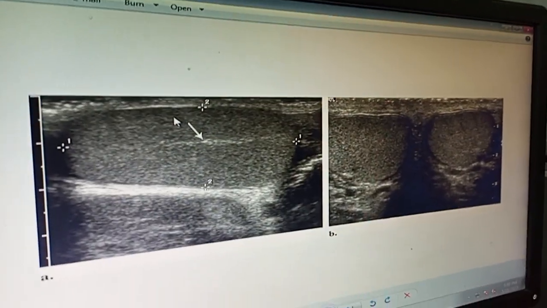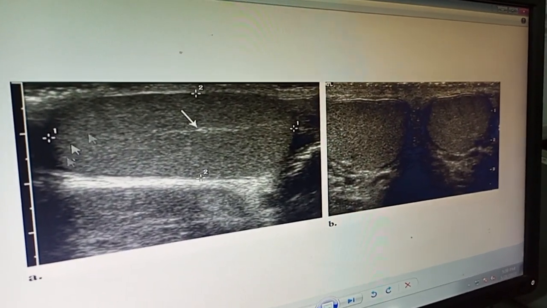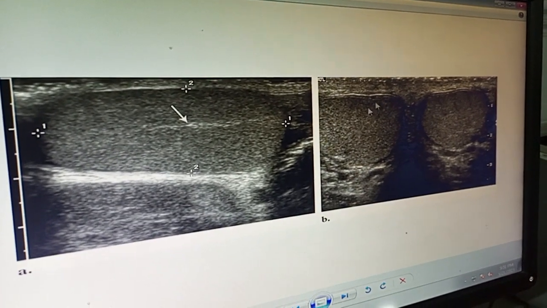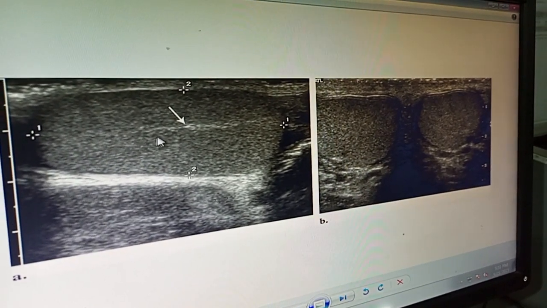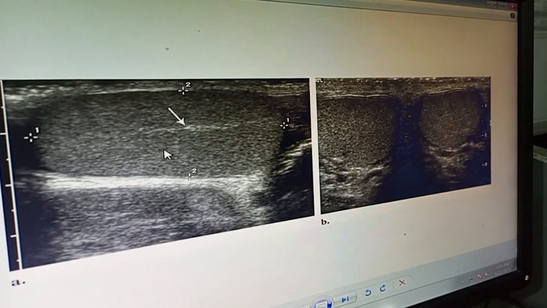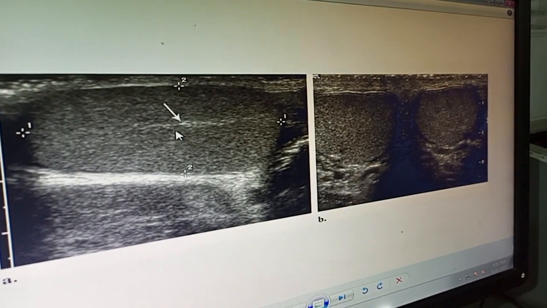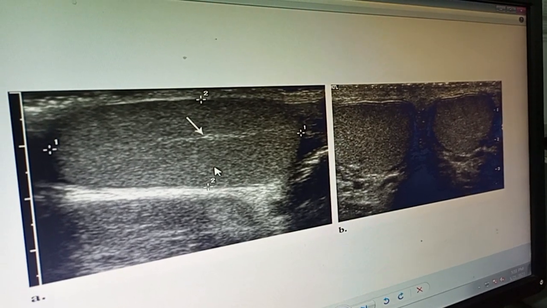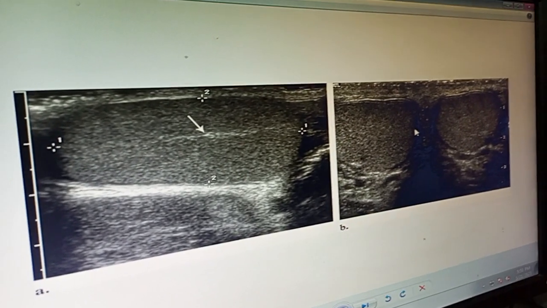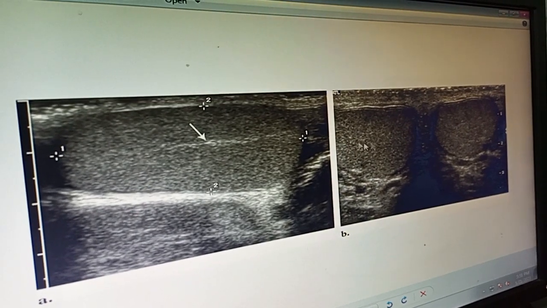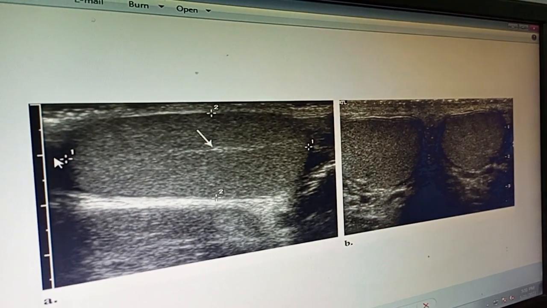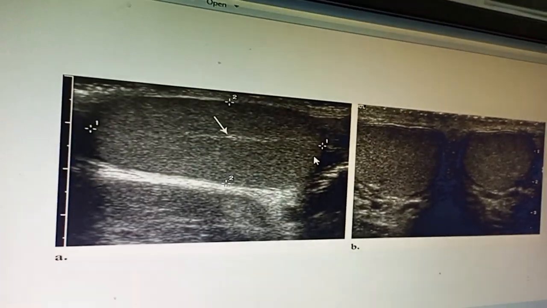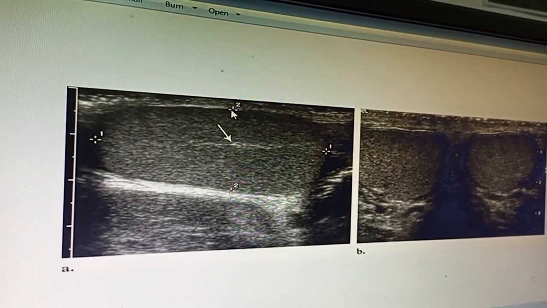You can see that this is the longitudinal scan, and this is the transverse scan. For example, in longitudinal scan, how do we measure the ultrasound? You have to measure the length and AP diameter. In transverse scan, you have to measure the width from here to here. This is the width, and on the longitudinal scan, this is the length, and this is the AP diameter.